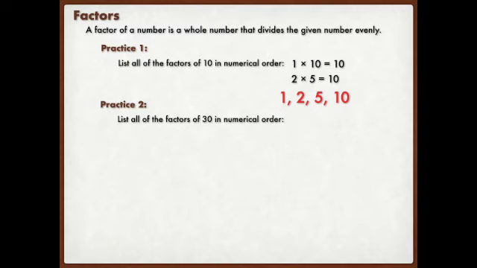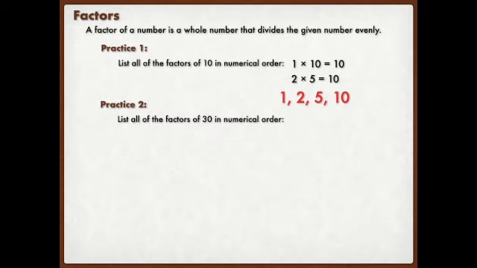Okay, find the whole numbers that go into 30. Well, we know 1 times 30 equals 30, so we have 1 and 30. What other numbers can go into 30? Since we started with 1, let's focus on 2 now. Can 2 times something equal 30? Yes, 2 times 15. Okay, good. Let's move on to the next one, 3. Yes, 3 times 10.